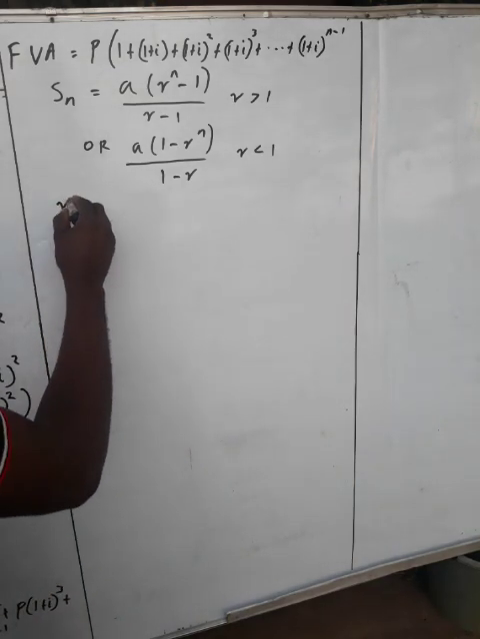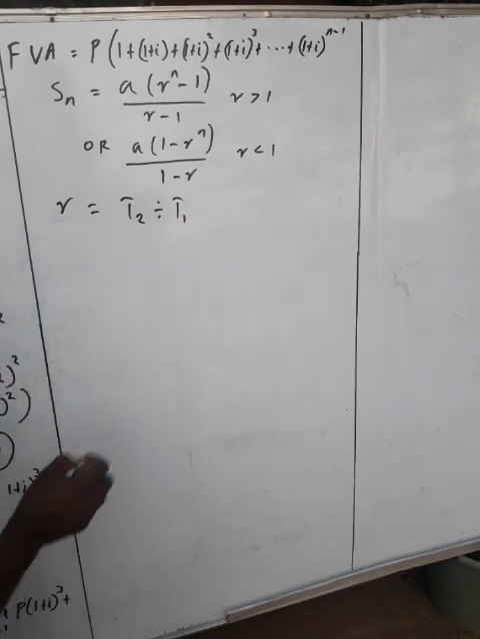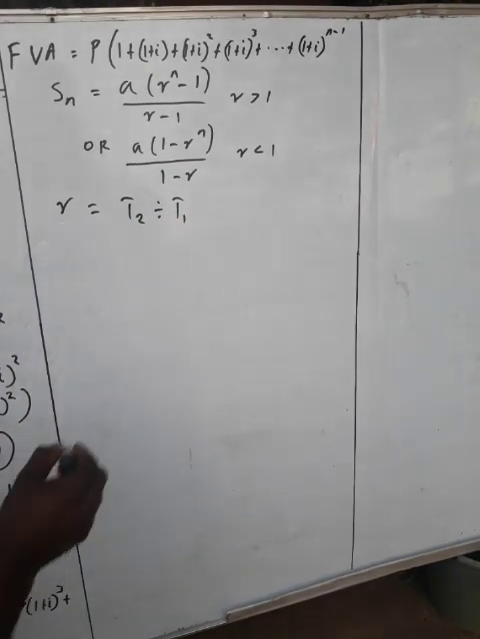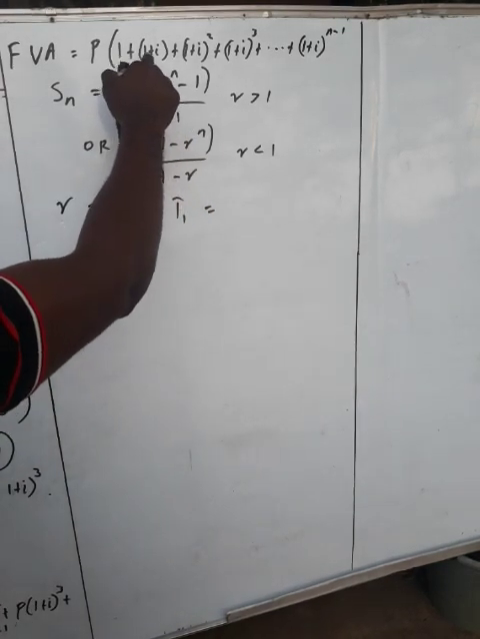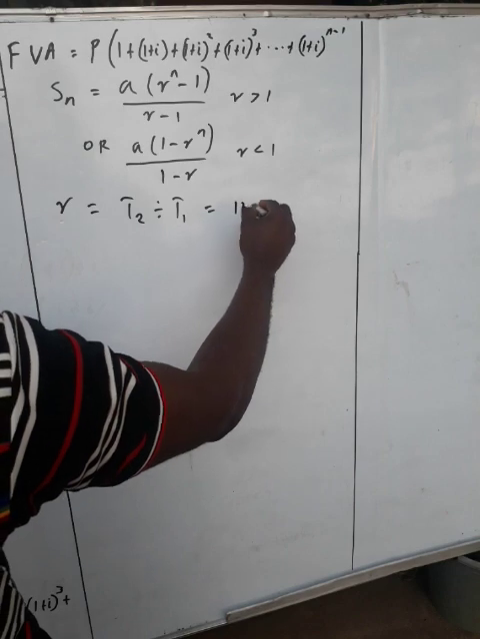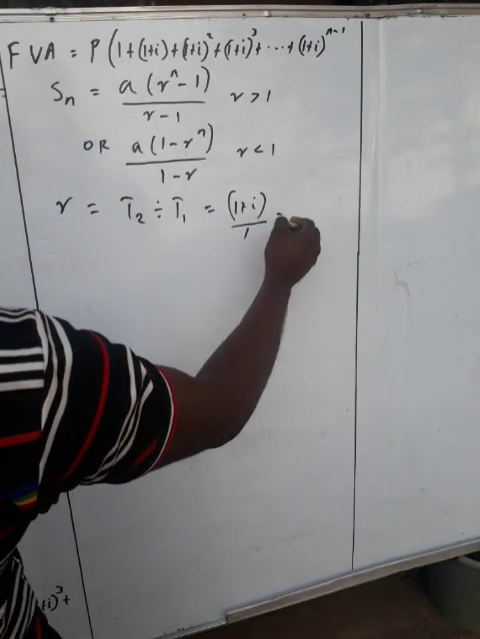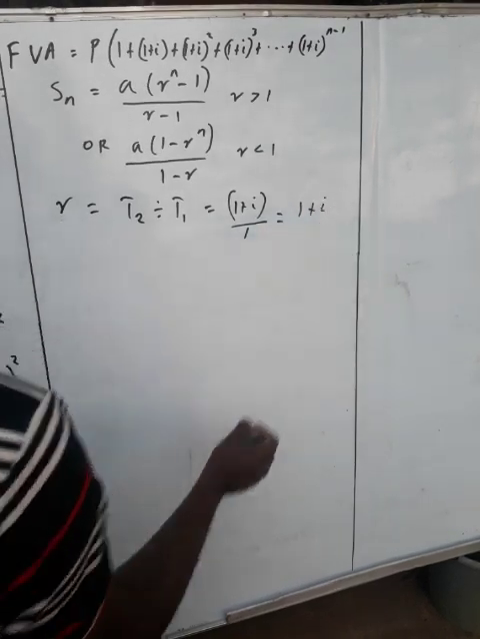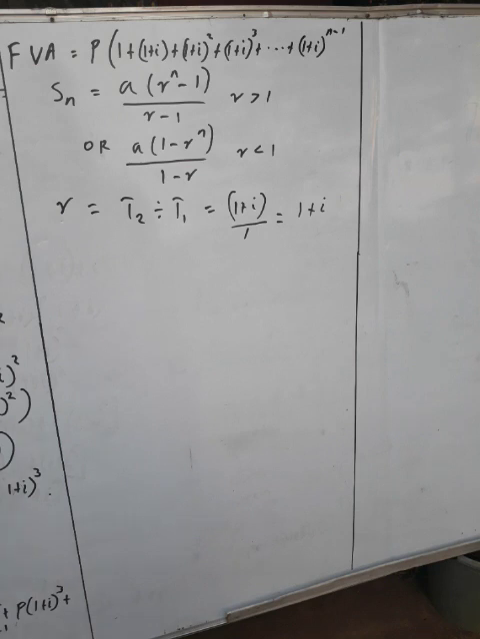Remember, our r is equal to t2 divided by t1, which is equal to (1 + i) divided by 1, which is equal to 1 + i. So it is bigger than 1 by i. So it's a geometric series with common ratio bigger than 1, so we'll use the first formula.